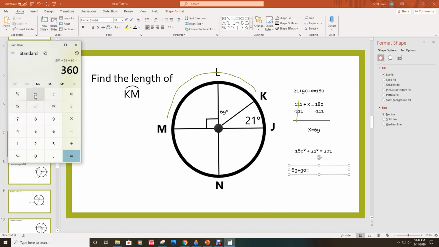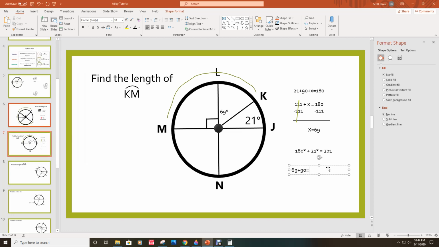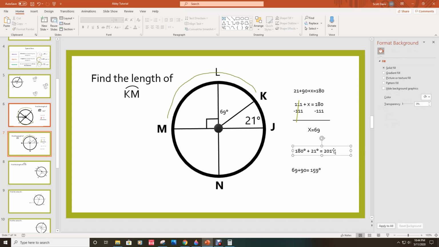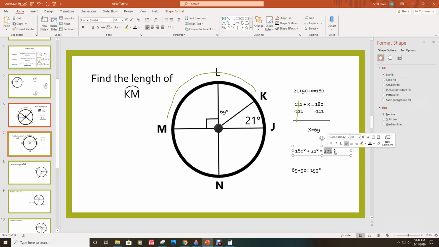Plus 90 equals 159 degrees. Okay, 159 degrees. So there's a couple of options there, depending on what way your teacher wants you to be finding this arc length of KM. And that's where I am a little bit unsure myself.